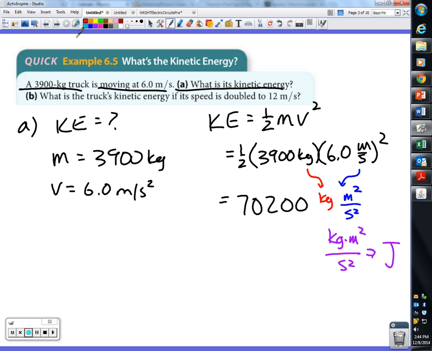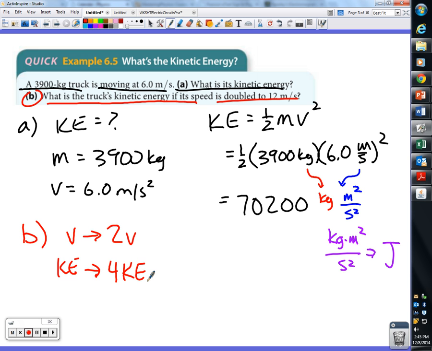For part B, what is the chuck's kinetic energy if speed is doubled to 12 meters per second? Now, you could just plug 12 back into the formula, or you could make use of what we just talked about. In going from 6 meters per second to 12 meters per second, what have we done with our velocity? Doubled it. So, for part B, we went from V to 2V. That's doubling the velocity. That means what's going to happen to our kinetic energy? How much bigger will it be? 4 times as big. So we go from KE to 4KE.